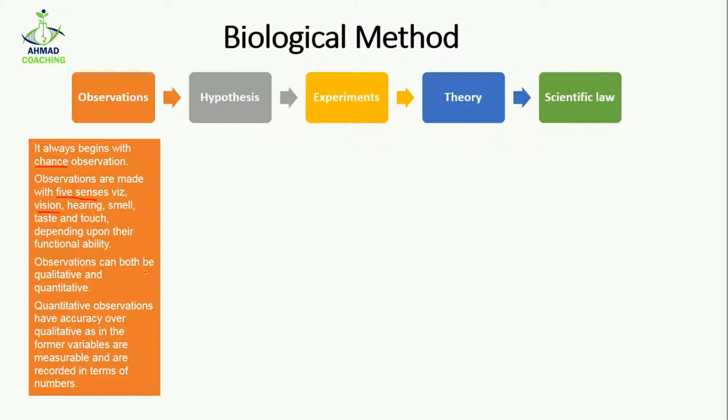Observations can be both qualitative and quantitative. Qualitative observations are related to quality. For example, I have two plastic bottles. One plastic quality is very good and the other is not as good. So I can say that the quality of bottle number 2 is better as compared to bottle number 1. This is a qualitative observation, while the second is quantitative.